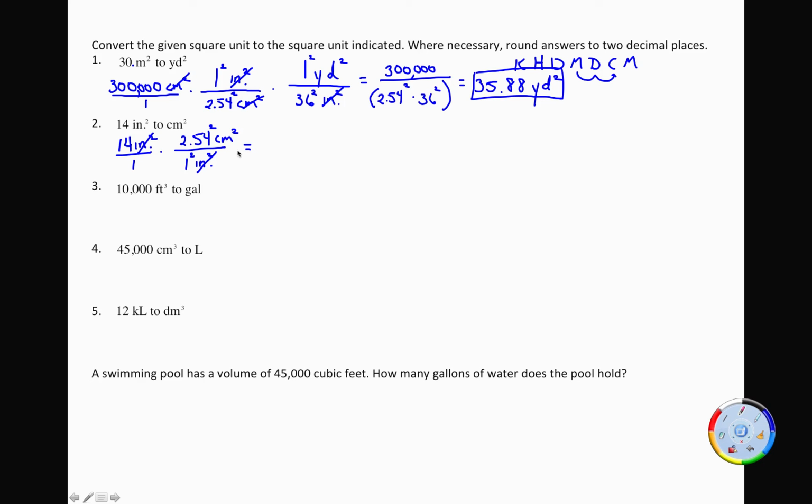And I'm left with 14 times 2.54 squared, or 90.3224. So 90.32 square centimeters.